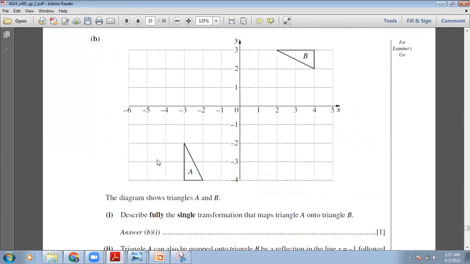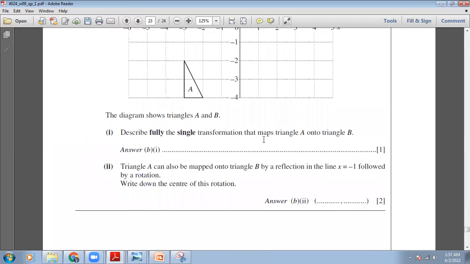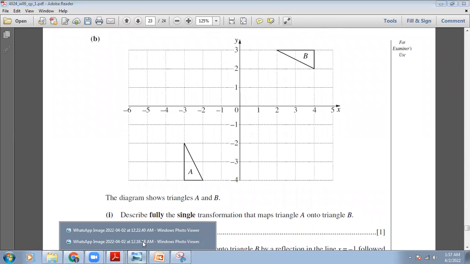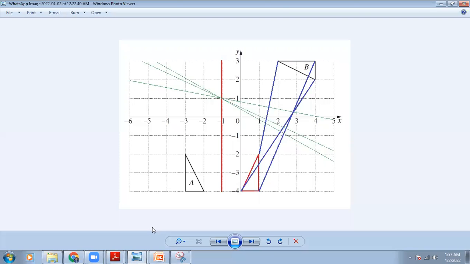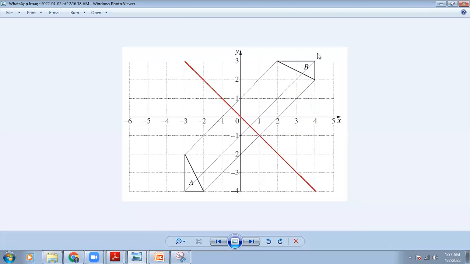Okay. Next part, they say the diagram shows the triangles A and B. Describe fully the single transformation that maps the triangle A onto the triangle B. So you can see this is not a rotation. So it looks like this is a reflection because the diagram has flipped.